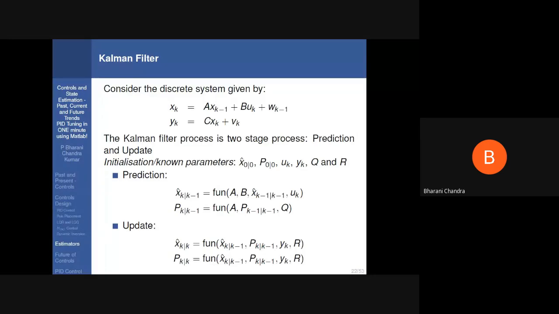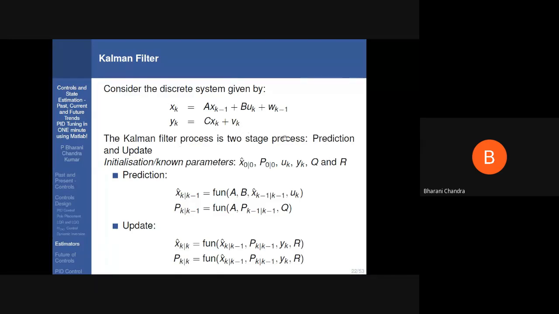Whatever Kalman filter I am discussing is for discrete systems, where A, B, C and D are the discretized matrices, which one does not need to worry much about. But the important things are these two noises, WK and VK. WK is called the process noise, which is affecting the state. One can combine all such uncertainties, nonlinearities, and so on, in this process noise. Similarly, the measurement noise is basically the sensor noise.